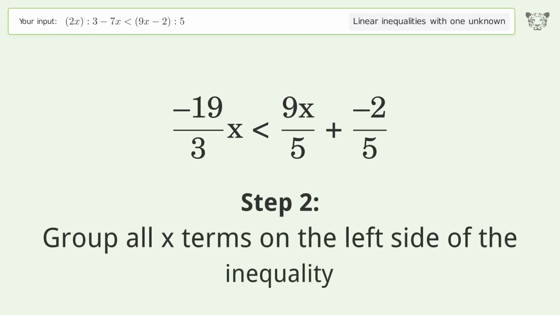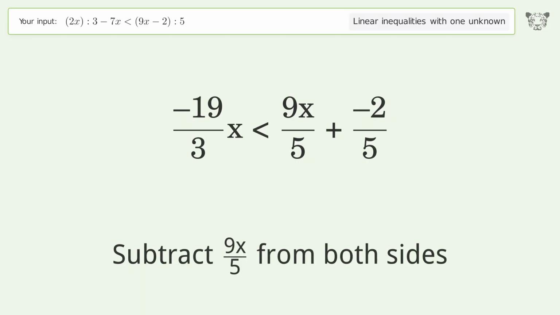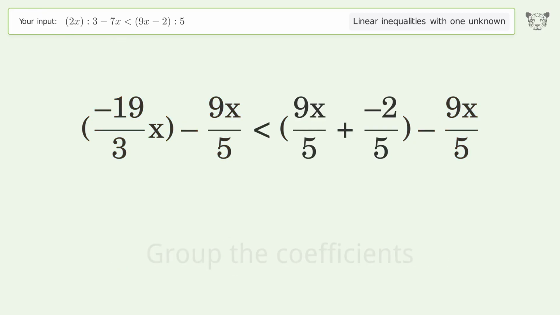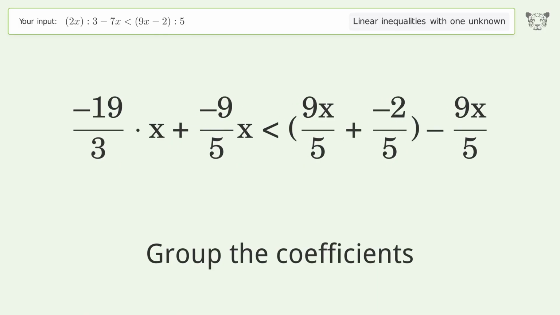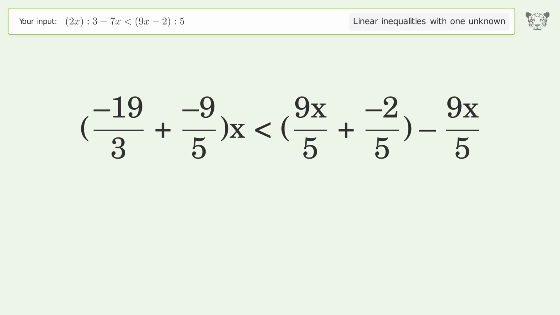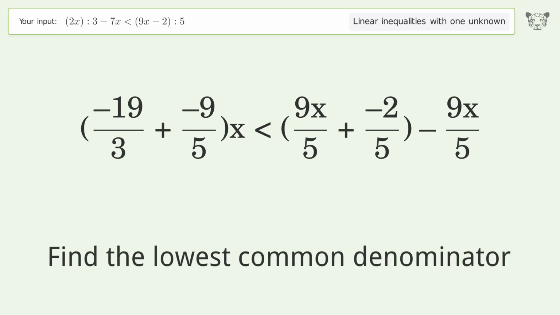Group all x terms on the left side of the inequality. Subtract 9x/5 from both sides. Group the coefficients. Find the lowest common denominator.